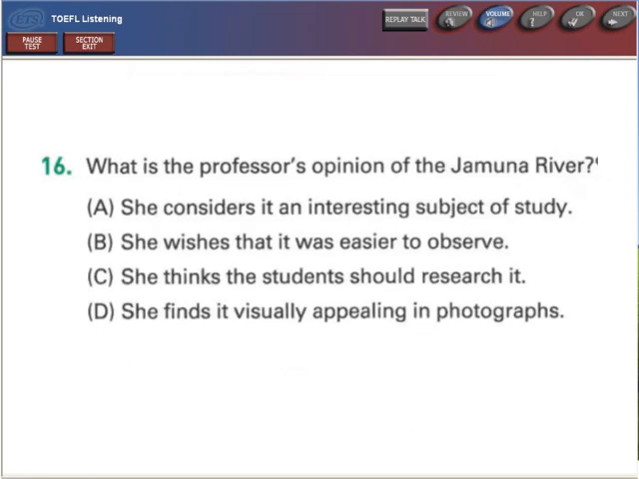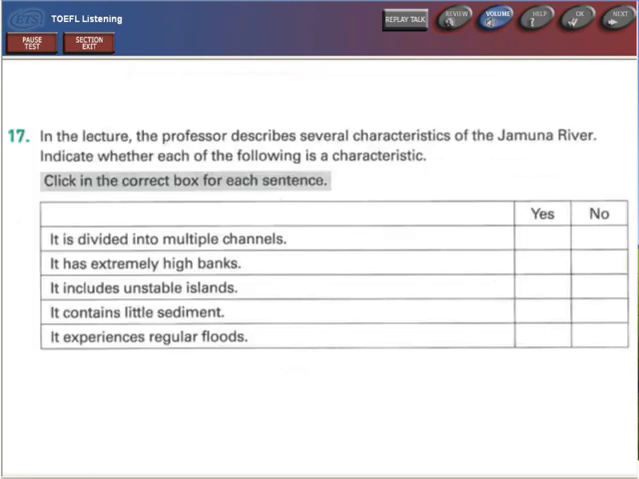(16) What is the professor's opinion of the Jamuna River? (17) In the lecture, the professor describes several characteristics of the Jamuna River. Indicate whether each of the following is a characteristic.